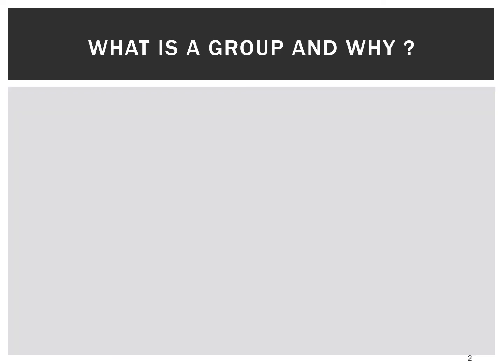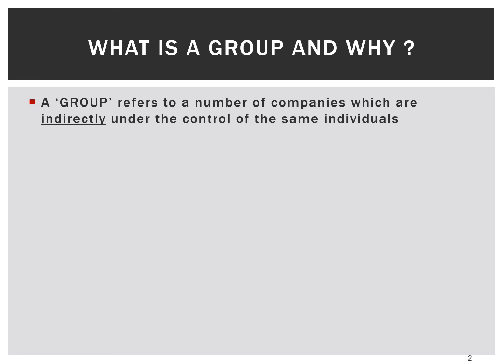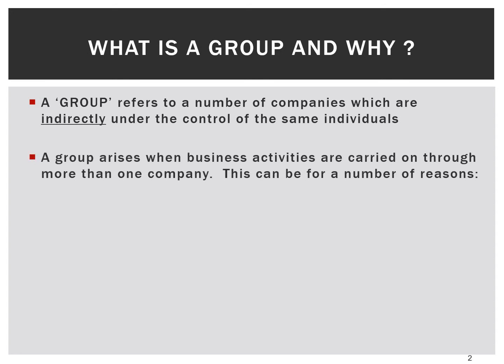So first of all, we need to understand what a group is, and why a group might exist in the first place. And when we're talking about a group of companies, we're referring to more than one company where control of those companies rests with the same individual or group of individuals, and that's an important word to remember, as you'll see later on, is control. So if you've got more than one company that's controlled by the same individuals, then you've potentially got a group there, as we'll see in a moment.